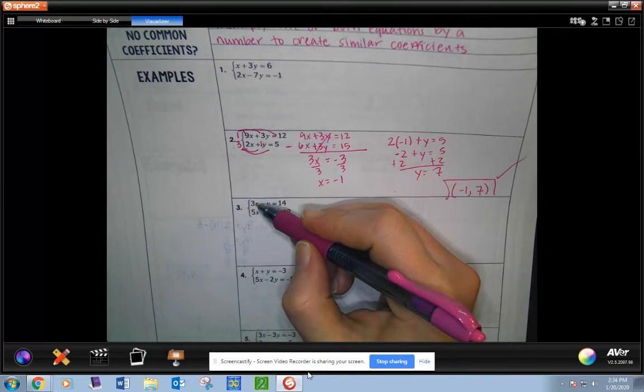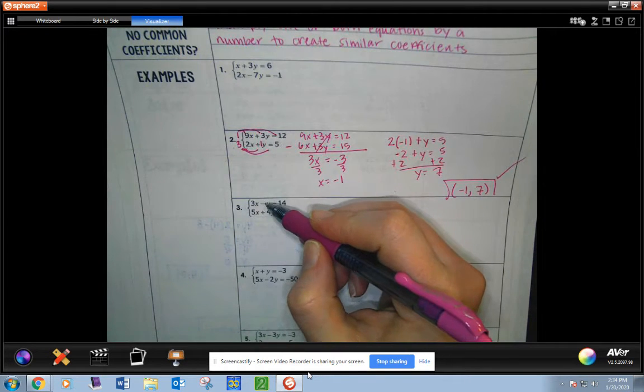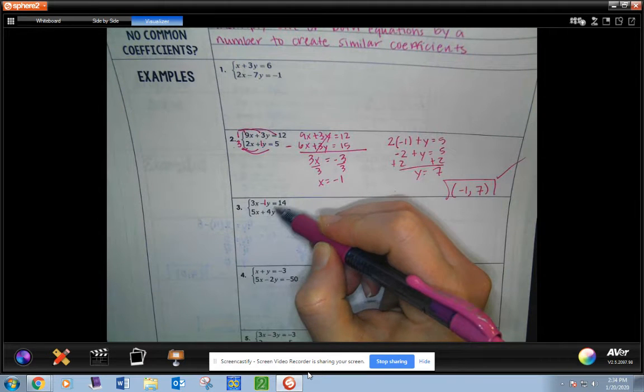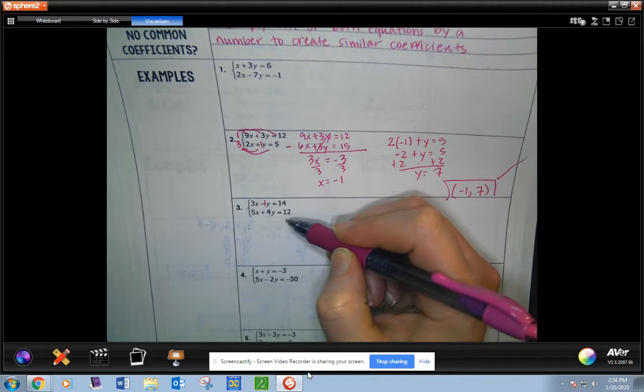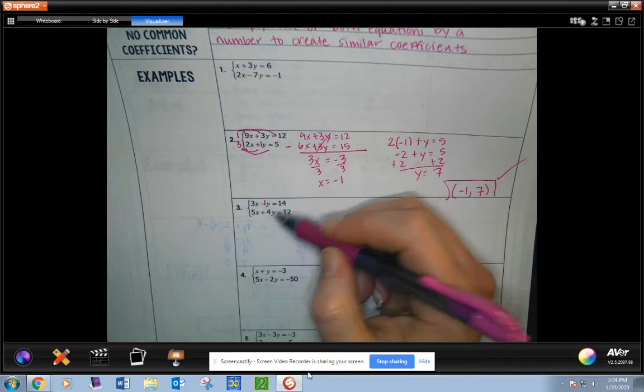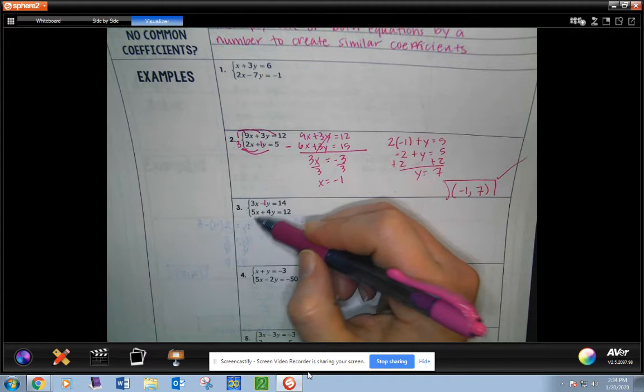Okay, for number 3, I have 3x over 5x, negative 1y over 4y, equals over equals, and 14 over 12. So this is lined up, but I don't have a same number.